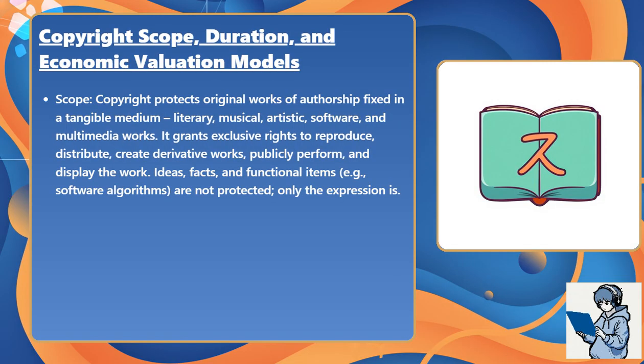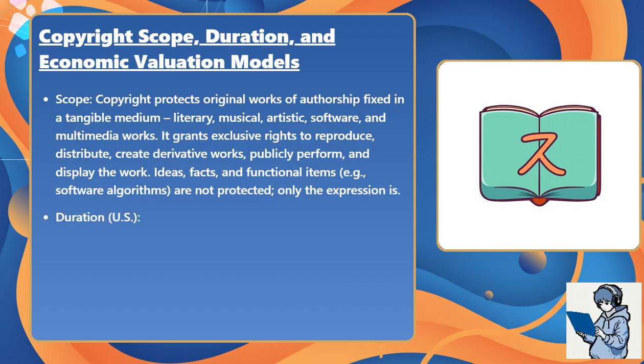Copyright protects original works of authorship fixed in a tangible medium, such as literary, musical, artistic, software, and multimedia works. It grants exclusive rights to reproduce, distribute, create derivative works, publicly perform, and display the work. Ideas, facts, and functional items, for example, software algorithms, are not protected, only the expression is.